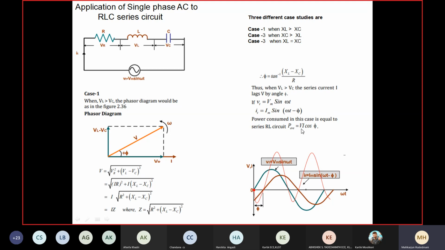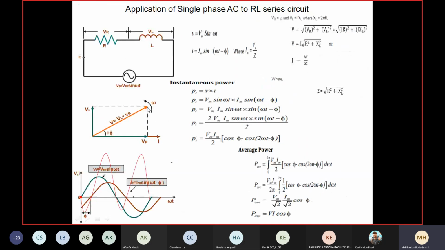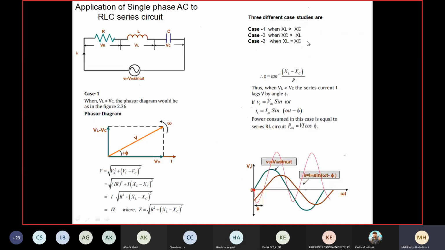So this represents VI cos phi for the power consumed by the RLC series circuit for a case study XL greater than XC. This case study is a recall of the RL series circuit only. You will not find any change. Whatever study we performed there, the same study we will be revisiting here when XL is dominating XC. So if you study the RL, RC case study, understanding RLC series is very simple. Okay, this is how it works for your first case.